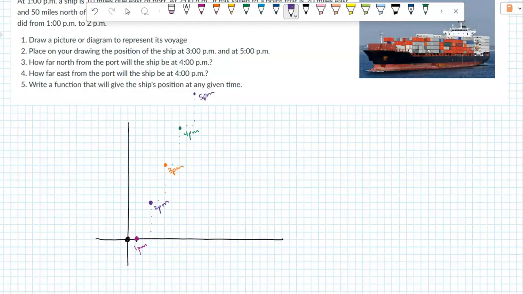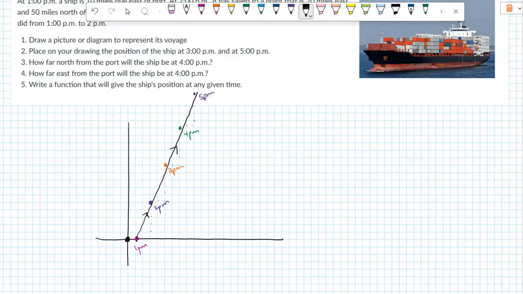All right, so when we look at this, we can see there's movement here because we really have a couple things going on. We have an east-west position, a north-south position, and we have time. So we've got 3 variables involved. And to show this movement, we're going to draw those arrows to indicate the movement from 1 to 2, 2 to 3, 3 to 4, 4 to 5, and so on. So we've got the picture drawn. We've got our position at 3 o'clock and at 5 o'clock.